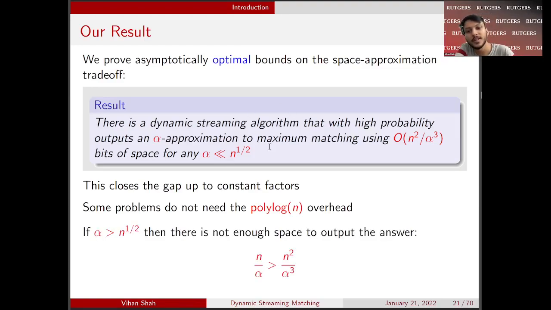Also, you might be wondering why we consider alpha less than n to the 1/2. If alpha is greater than n to the 1/2, then there is not enough space to output the answer, because n over alpha, the number of edges needed, is greater than n squared over alpha cubed.